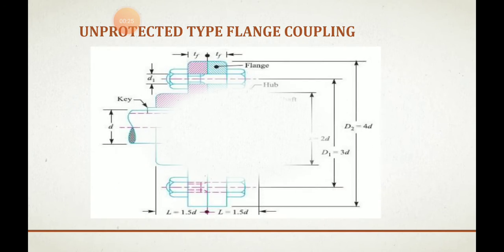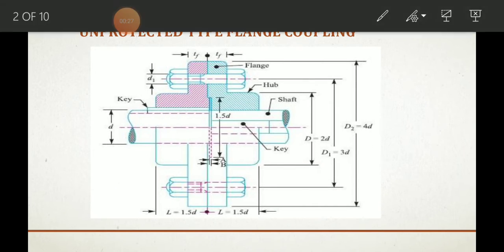To know exactly how it looks, this is how the unprotected coupling looks like. So what exactly does designing mean? When you go for the design of the coupling, you have to design a flange, a hub, a shaft, a key, and the bolts. In short, we have to find out the dimensions of all these parameters. That is what we mean by designing.